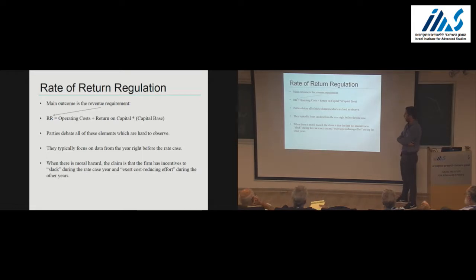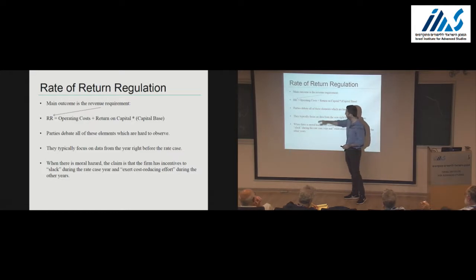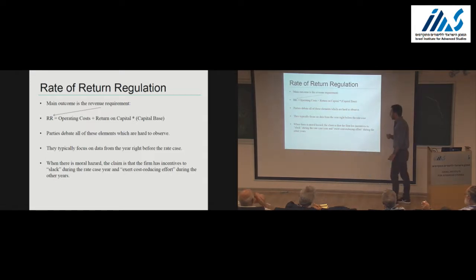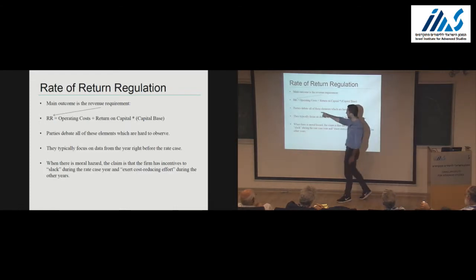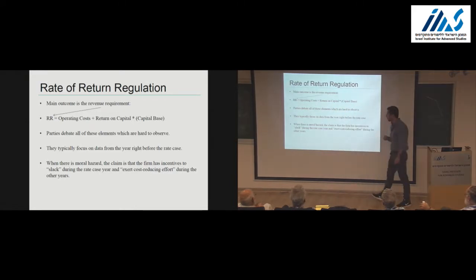Okay, so Abito's point is that when there's moral hazard, so that you can control your operating costs by exerting unmeasurable effort, you're going to have incentives to slack the year right before the rate case. You want to look like you have really high costs, so that when they come to determine prices, they're going to see, oh, that was high last year. You've got to have high prices to cover those.